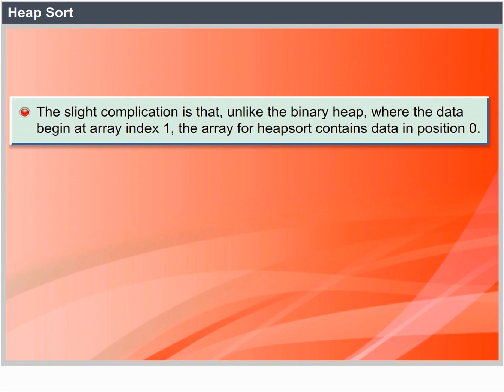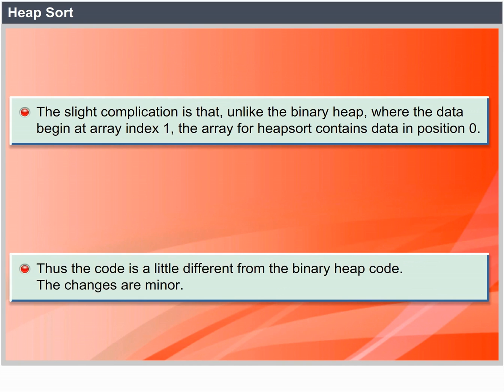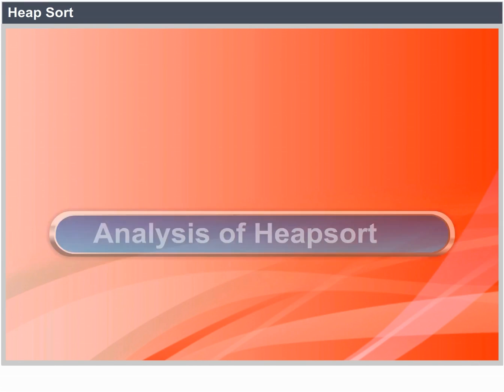The slight complication is that, unlike the binary heap, where the data begins at array index 1, the array for heap sort contains data in position 0. Thus, the code is a little different from the binary heap code. The changes are minor. Analysis of heap sort.